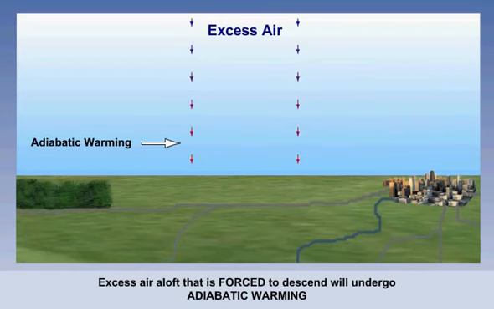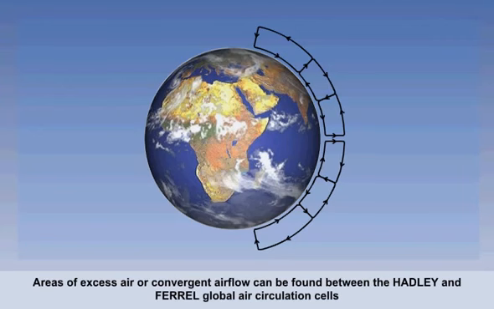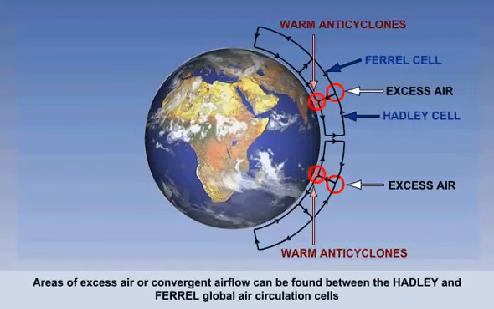If we look at a global picture of the Earth, and then briefly examine the major air circulation patterns, we can find areas where we have an excess of air in the upper atmosphere. In the areas highlighted, you can see air is converging in the upper atmosphere, creating a net gain of air. The air then descends and warms. We find these warm anticyclones between the Hadley cell circulation of air and the Ferrel circulation of air.